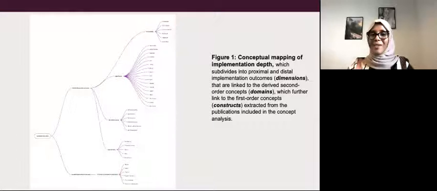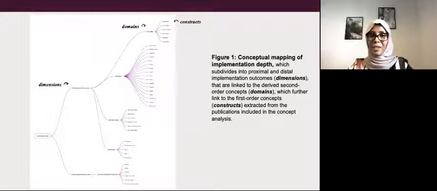And so to make sense of all the first order concepts that we extracted from the included publications, we did this conceptual mapping of implementation depth, which is shown in the figure. And before I zoom in for a closer look, you will notice that there are two main subdivisions of implementation outcomes, which are conceptualized as dimensions of implementation depth.